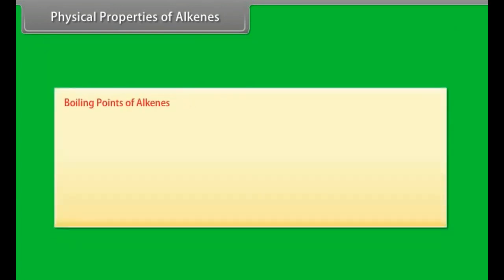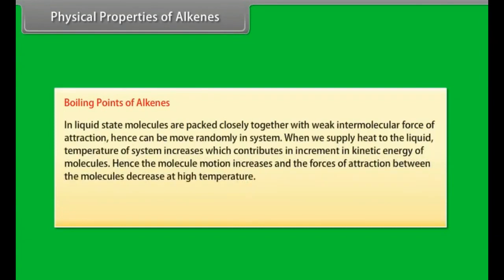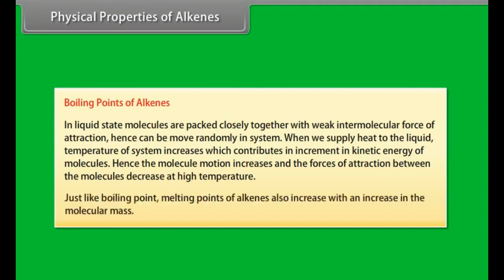Boiling points of alkenes. In the liquid state, molecules are packed closely together with weak intermolecular forces of attraction, hence they can move randomly in the system. When we supply heat to the liquid, the temperature of the system increases, which increases the kinetic energy of molecules. Hence, the molecular motion increases and the forces of attraction between the molecules decrease at high temperature. Just like boiling points, melting points of alkenes also increase with an increase in molecular mass.